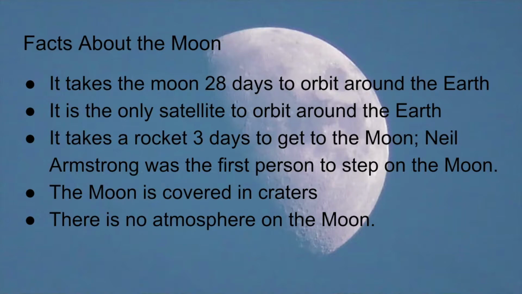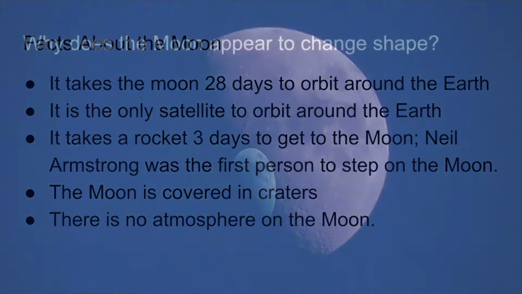So going back to that first bullet point, it takes the moon 28 days to orbit around the Earth. That means as we're watching it in the sky, it seems to change shape, and over the course of that 28 days, it appears to change shape all as it travels across our sky, which is really it just orbiting around the Earth. So let's learn a little bit more about that.